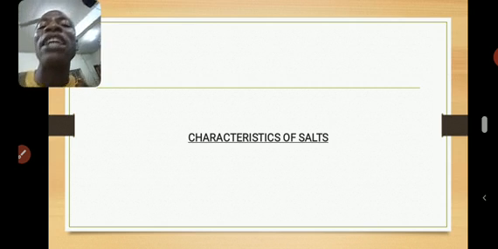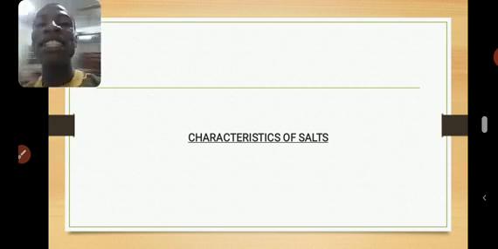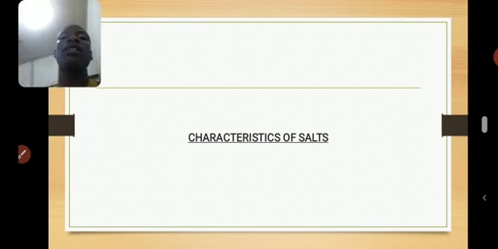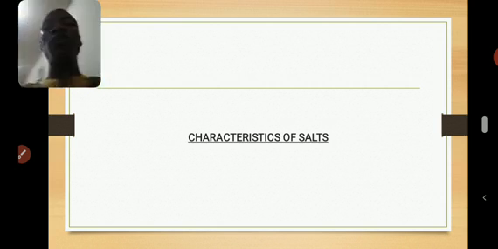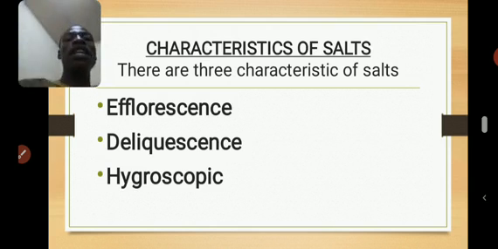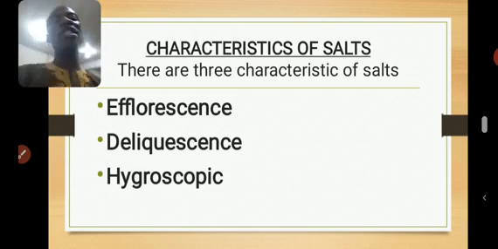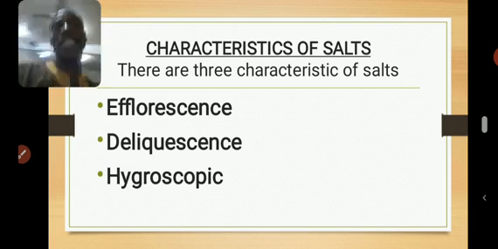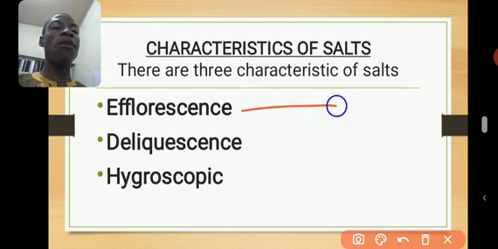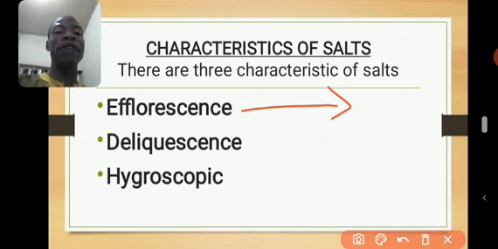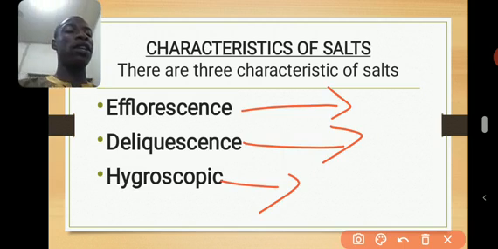Finally, somebody say finally. What are the characteristics of salt? There are 3 kinds of salts which we are going to see here now. We have efflorescence, we have deliquescence, and we have hygroscopy. Efflorescence, I was trying to explain it the other time, but I'll go deeper now.